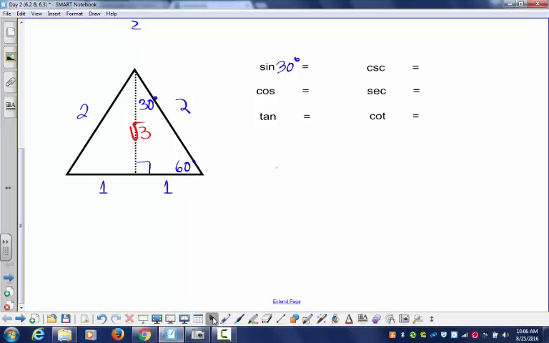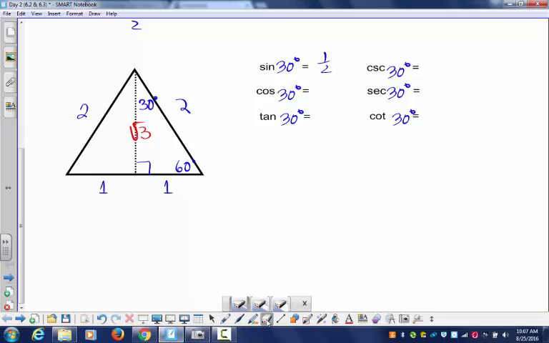And what would sine of 30 be? So I hear a 1/2. The ratio for sine is always opposite over hypotenuse. So we go to our 30-degree angle. The side opposite is 1. The hypotenuse is 2, so 1/2. Yes, 1/2.